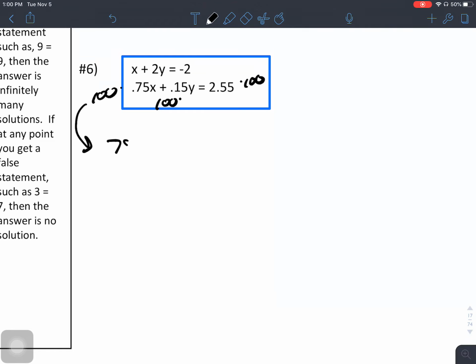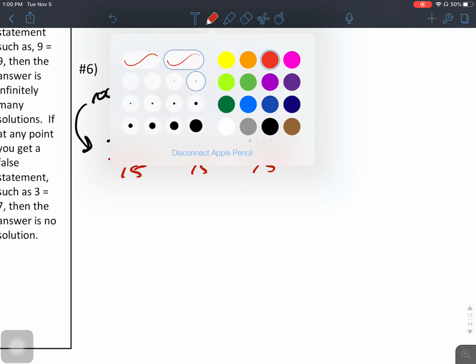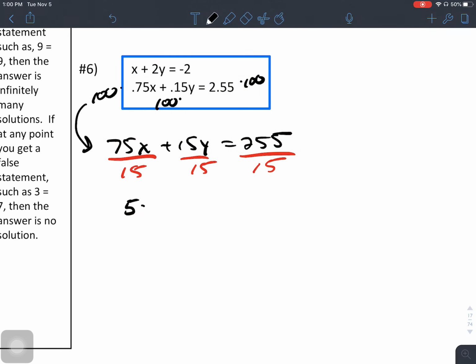I'll write this down here. I'm going to get 75x plus 15y equals 255. Now, if I want to simplify this more, I could divide each of these terms by 15. If I divide them each by 15, it's going to give me much smaller numbers. So it's not something you have to do, but it's something I'm going to choose to do since these are all multiples of 15. That's going to give me 5x plus y equals 17, I believe.